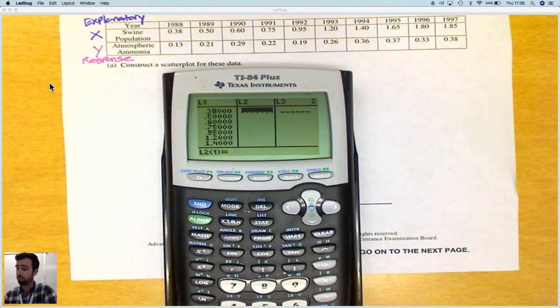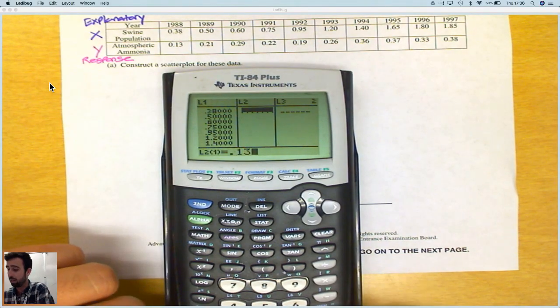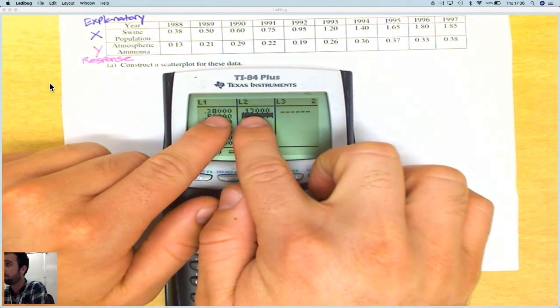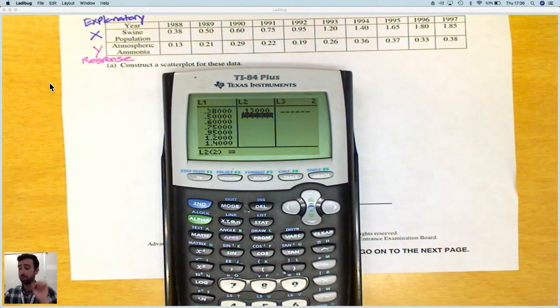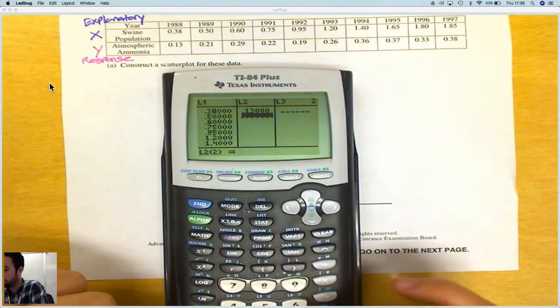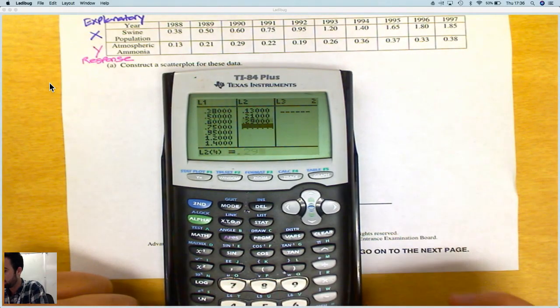Now let's do the Y. So 0.13, again, notice 0.38 and 0.13, they're the same, so I have to keep them on the same line. 0.21, 0.29, 0.22.